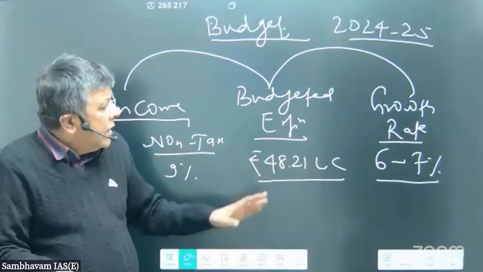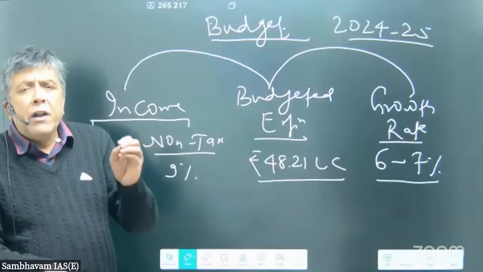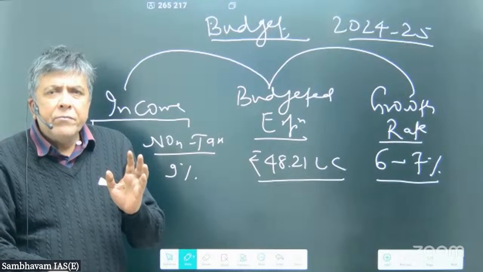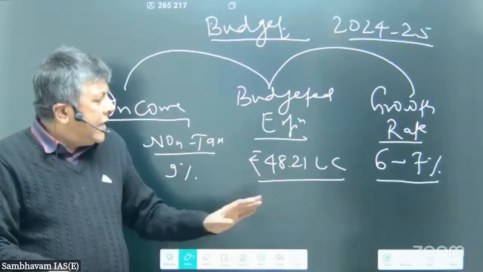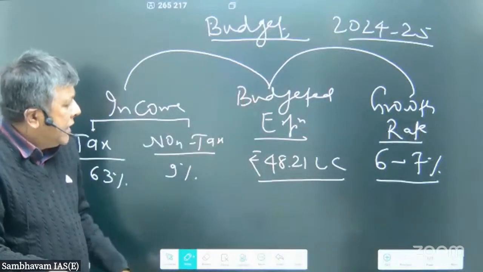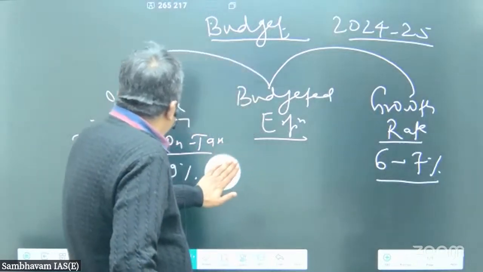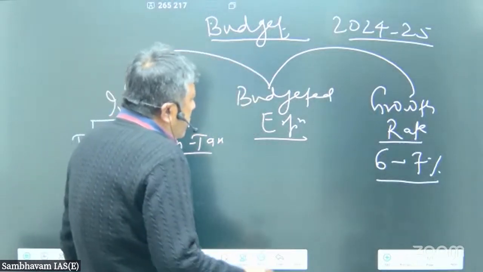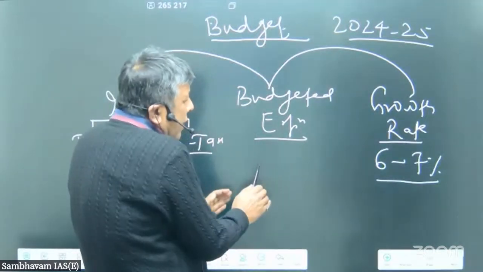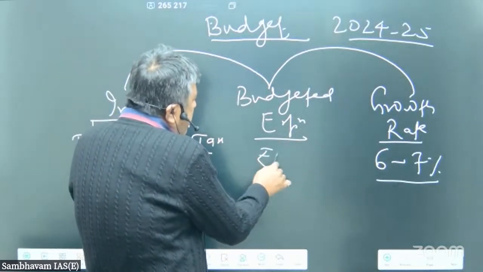Since the amount is bigger, I would take a very small amount. Amount doesn't matter. It's all about the concept. So these are the actual figures for the budget for the year 2024-25. Now I'm going to take a small amount, and then we will discuss. Suppose that budgeted expenditure, the expenditure required from the government side to get the target of growth rate, is only rupees 500.